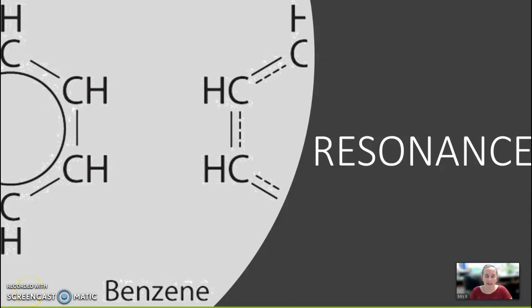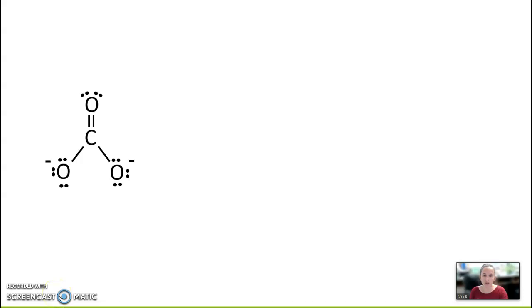So we're going to talk today about resonance, which is an important and kind of fascinating concept in chemistry, especially as it relates to learning about Lewis structures. To start with, let's look at the Lewis structure for a polyatomic ion called carbonate.